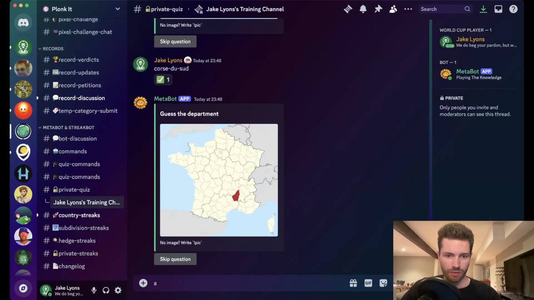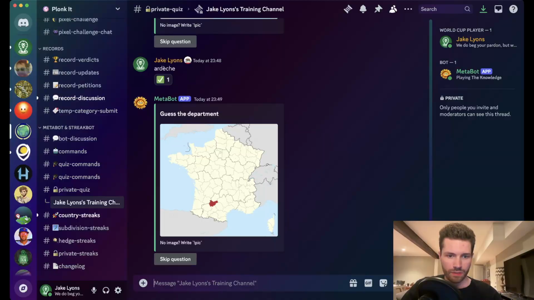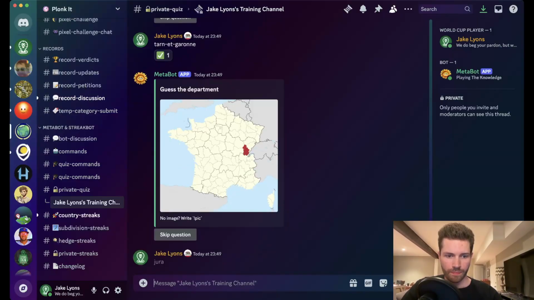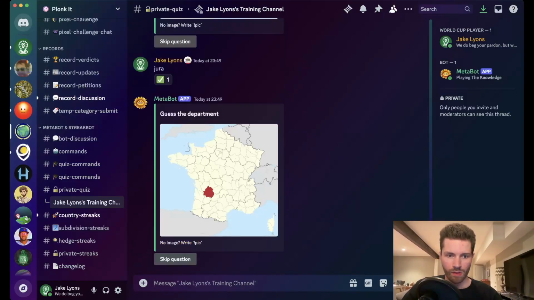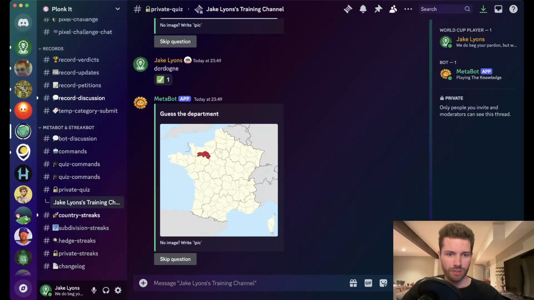Not Ariège, what's it called? Ardèche. All right. This is Tarn-et-Garonne. That would be Jura. Dordogne. So many departments, so many rivers.